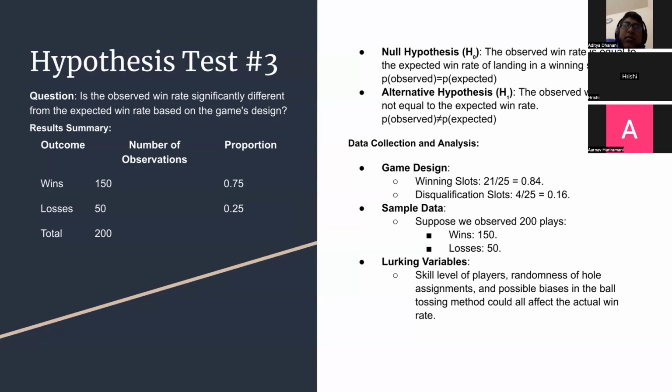And on the left, we have our data, which comes to winning slots being 21 out of 25, 0.84, and disqualification is 16%. So sample data, when we observed 200 plays, 150 losses and 150 wins and 50 losses, the lurking variables were the skill level of players, randomness of hole assignments, possible biases of ball tossing method, and these could all affect the actual win rate.